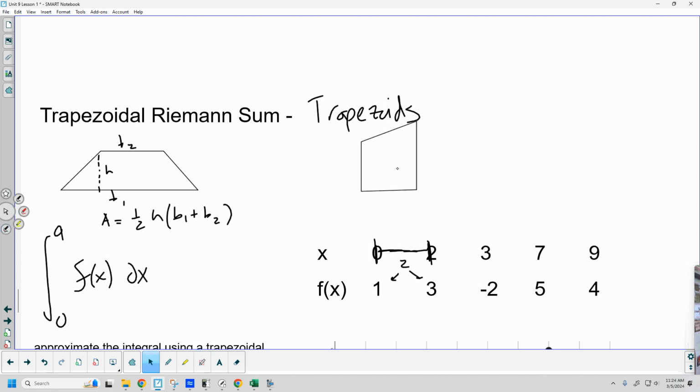If this is an x, and this is one y, and this is a second y, where does delta x show up with our h's and our b's? Where do our y's show up with our h's and our b's? Tell your neighbors.